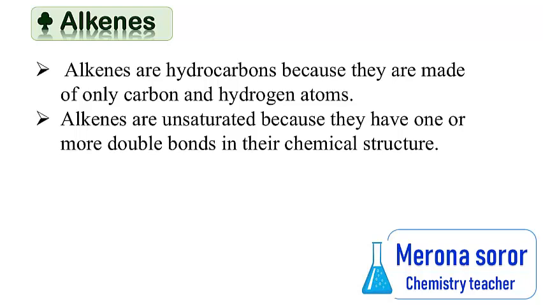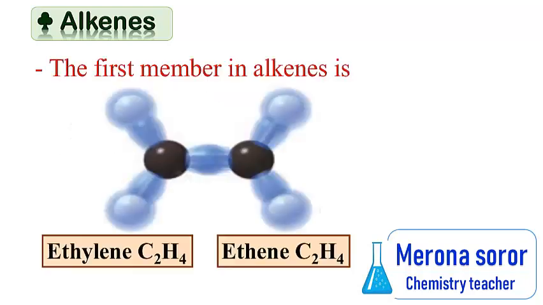Alkenes are hydrocarbons because they are made only of carbon and hydrogen atoms. Alkenes are unsaturated because they have one or more double bonds in their chemical structure. The first member in the alkenes is ethylene, ethene.